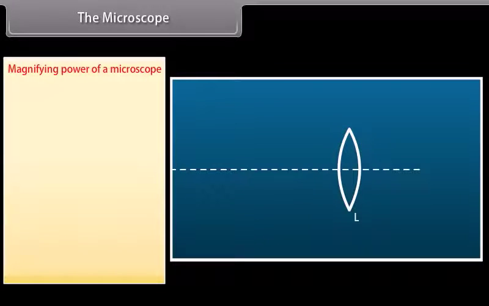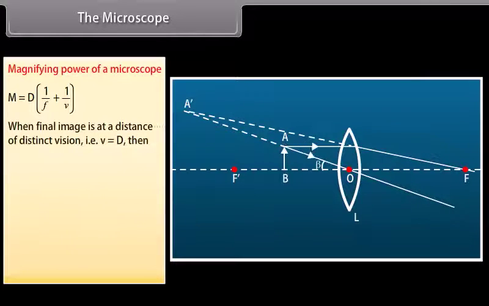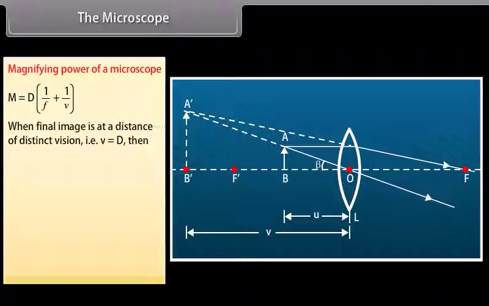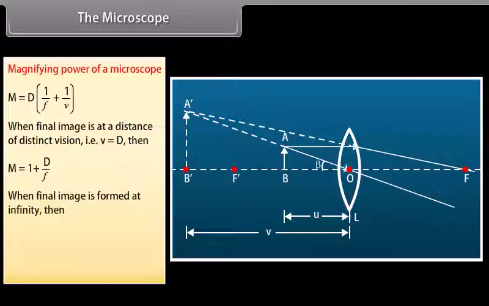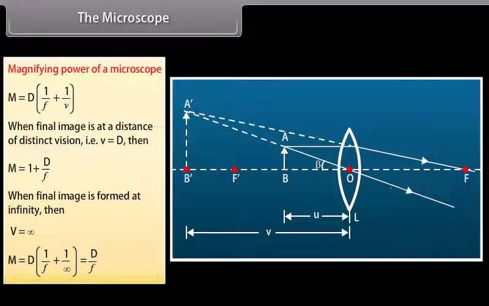Magnifying power of a microscope. M is equal to D into 1 by F minus 1 by V. When final image is at a distance of distinct vision, that is V is equal to D, then M is equal to 1 plus D by F. When the final image is formed at infinity, then V is equal to infinity. M is equal to D into 1 by F minus 1 by infinity, which is D by F.